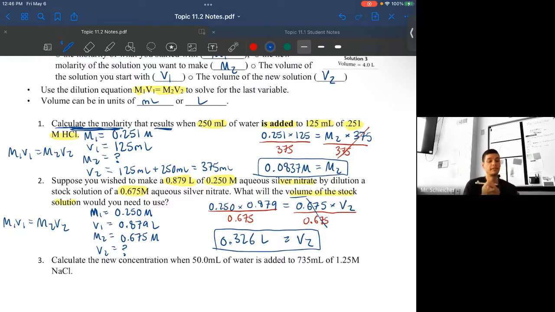And that's how I use the dilution equation to figure out, what is the amount of volume I need? What's the amount of concentration I'm going to get or I'm going to need? If I change the amount of liquid or I change the concentration or something like that.